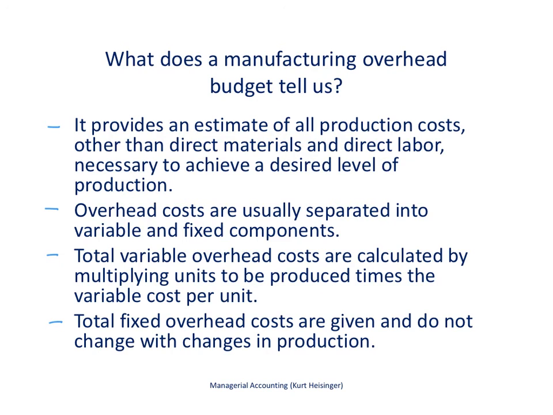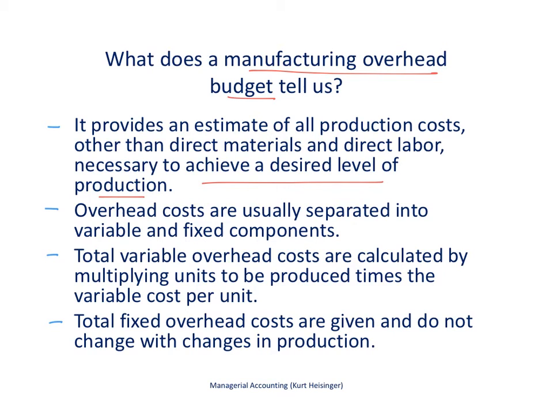The last budget that we're going to look at related to production is called the manufacturing overhead budget. This budget provides an estimate of all the production costs other than direct materials and direct labor. These are the production costs outside of those two areas that are necessary to achieve our desired level of production, and that comes from the production budget.